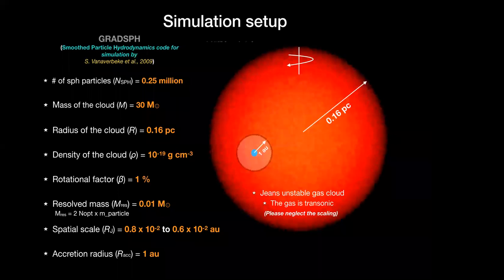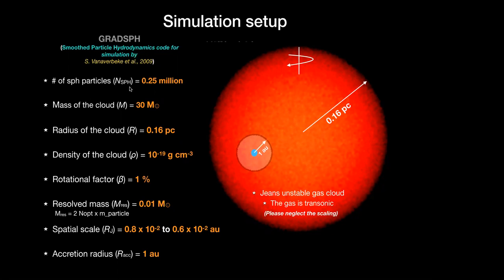So again, let's have a quick look at how we actually set up our simulations, which will give you the idea of what initial conditions we followed in our simulations. Like all simulations, our simulation follows a specific numerical code and a numerical scheme. We call it the smooth particle hydrodynamics technique, and the code itself is called GRADSPH. This code was published in 2009 by Sigurd van der Veen, who is one of my collaborators. And since then, we have been using this code quite efficiently.